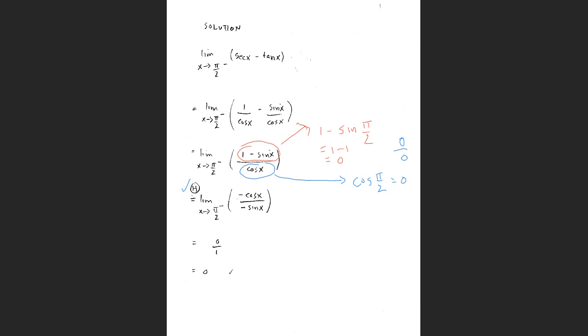And turns out you'll get a 0, because when you apply L'Hopital's rule, you get negative cosine of x over negative sine of x. As x approaches 90 degrees, cosine is going to go to 0 and sine is going to go to 1. So you get 0 over 1.